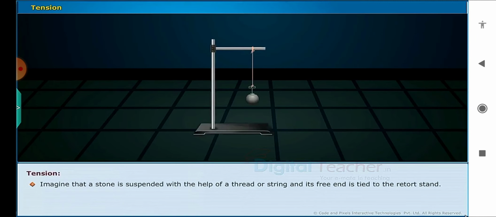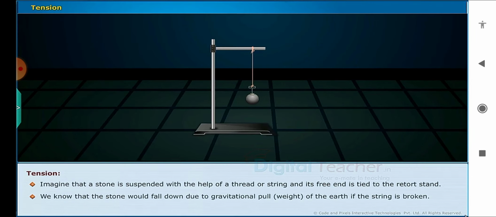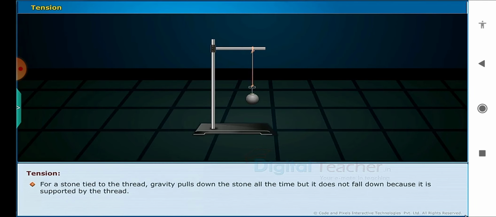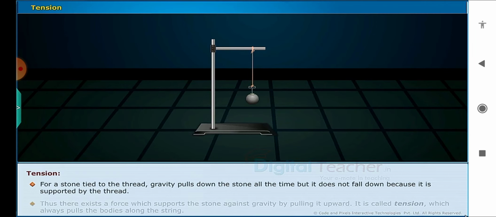Imagine that a stone is suspended with the help of a thread or string, and its free end is tied to the retort stand. We know that the stone would fall down due to gravitational pull or weight of the earth if the string is broken. For a stone tied to the thread, gravity pulls down the stone all the time, but it does not fall down because it is supported by the thread. Thus, there exists a force which supports the stone against gravity by pulling it upward.